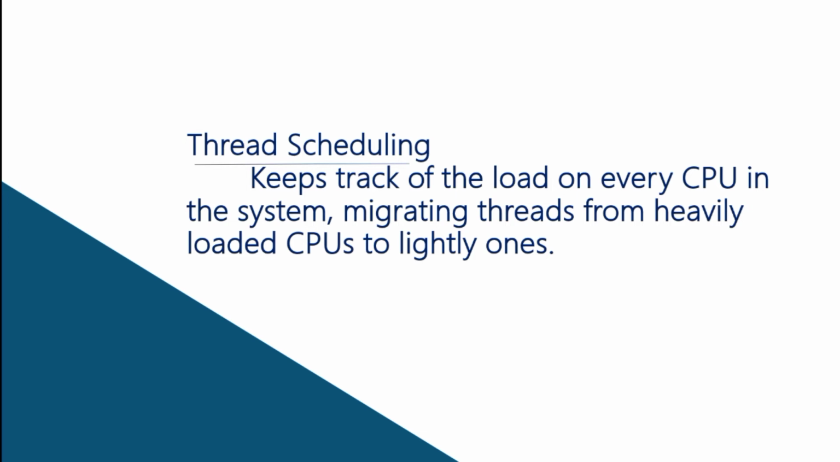So it keeps track of the load on every CPU in the system. If it finds an overloaded one, it migrates the load from the heavily loaded CPU to lightly loaded ones. And I think it is used in multiprocessor systems. It cannot be done in a single processor system because a single processor system can only process one process at a time. So we can only use thread scheduling in a multiprocessor system.